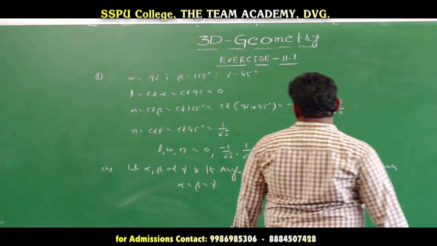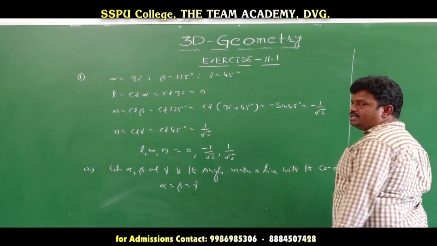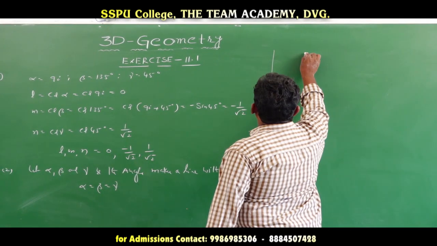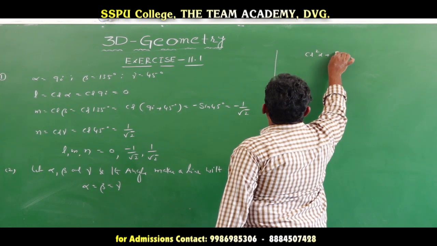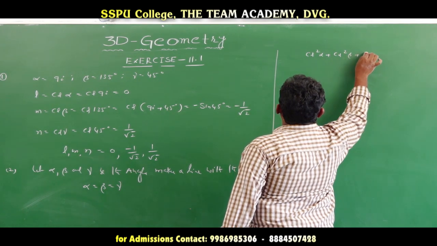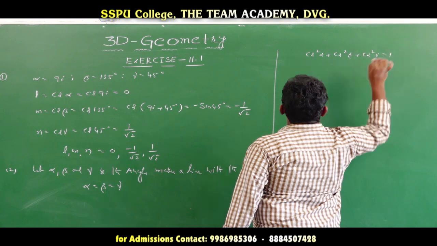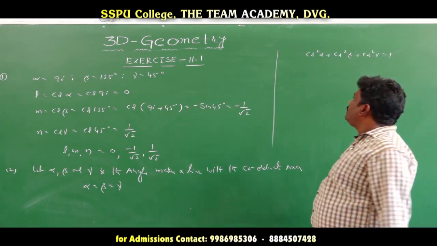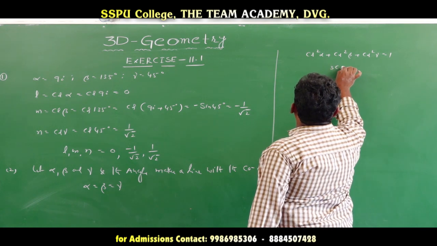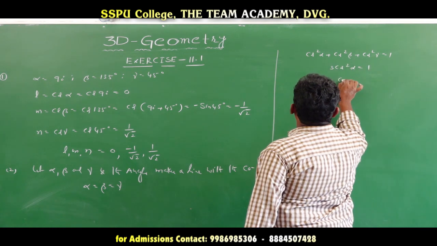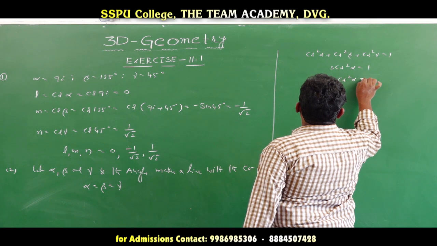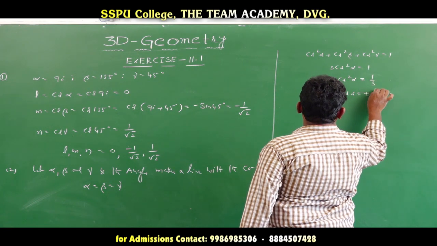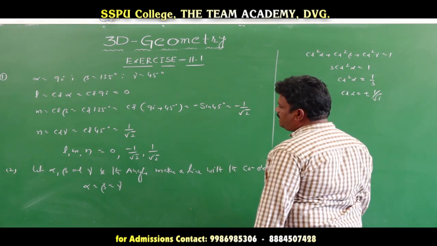So already we know one relation in direction cosines: the sum of the squares of the direction cosines is equal to 1. So cos square alpha plus cos square beta plus cos square gamma is equal to 1. Now instead of beta and gamma, we replace them with alpha. Then 3 cos square alpha is equal to 1. So cos square alpha is equal to 1 by 3, so cos alpha is equal to plus or minus 1 by root 3.